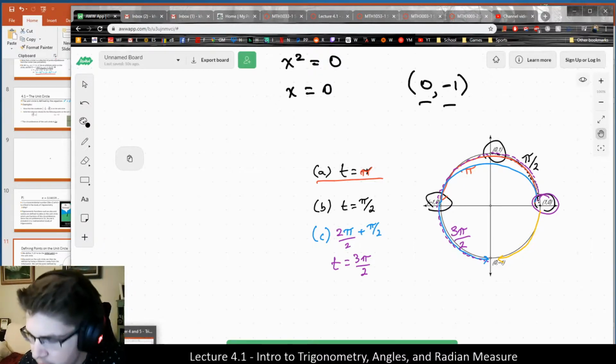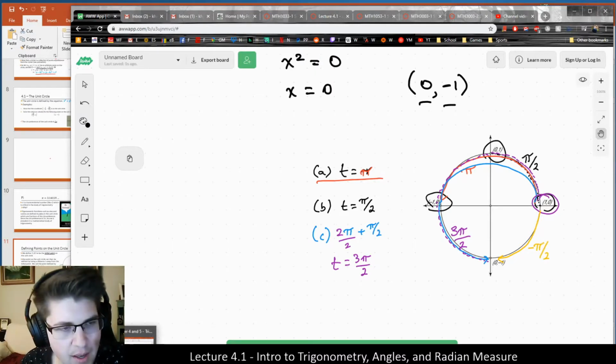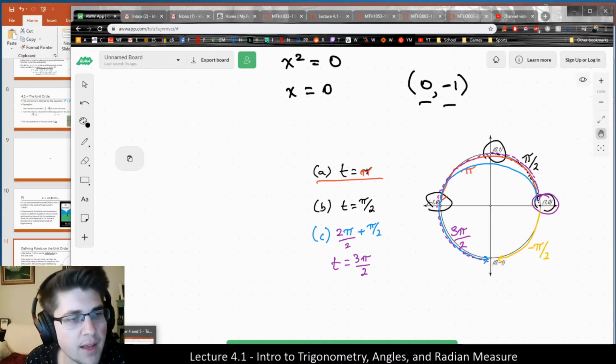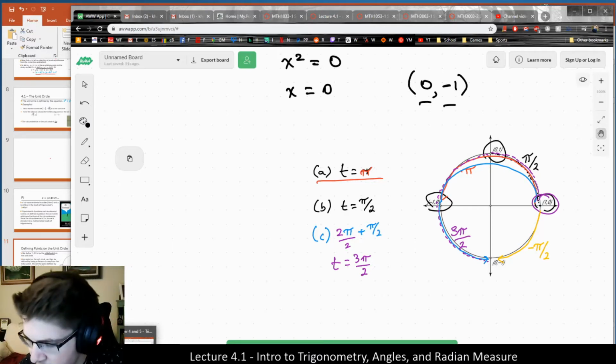But notice that, as I said, I think in the last video, distance is defined to be negative when we go clockwise. And notice it's also a quarter of a circle, so that distance would be the same as going upwards, pi over 2, but it would be defined to be negative instead.